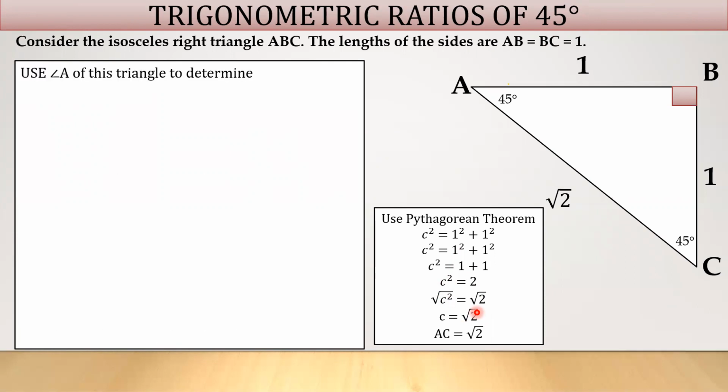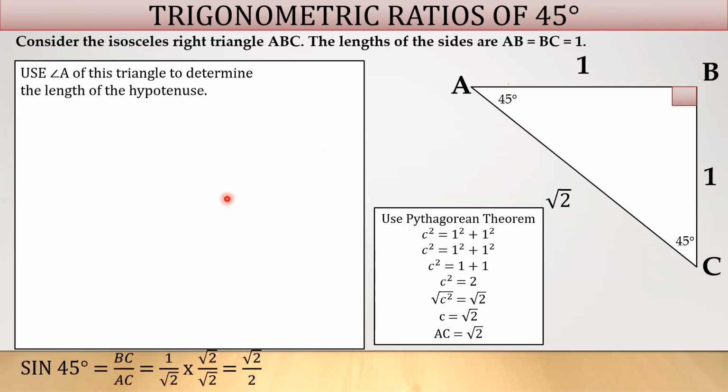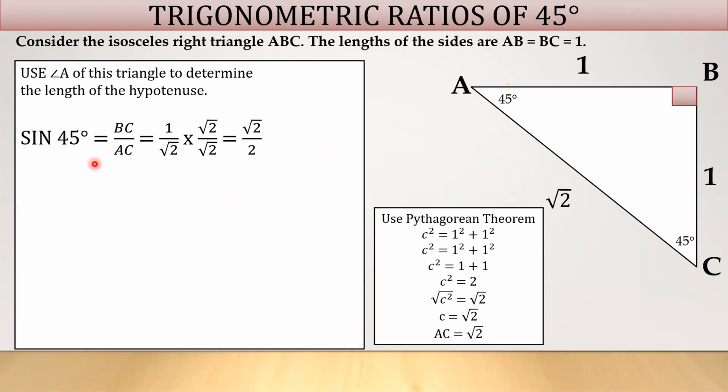So gaya ng ginawa natin kanina, gagamitin natin si Sohcahtoa and Chow-Siakau, yung pinag-aralan natin last meeting. So we're going to use angle A of this triangle to determine the length of the hypotenuse. Ayan, meron na tayo for the Pythagorean theorem. So sin 45 muna tayo. So again, ang gagamitin natin is Sohcahtoa and Chow-Siakau, no? So, yun yung gagamitin natin.